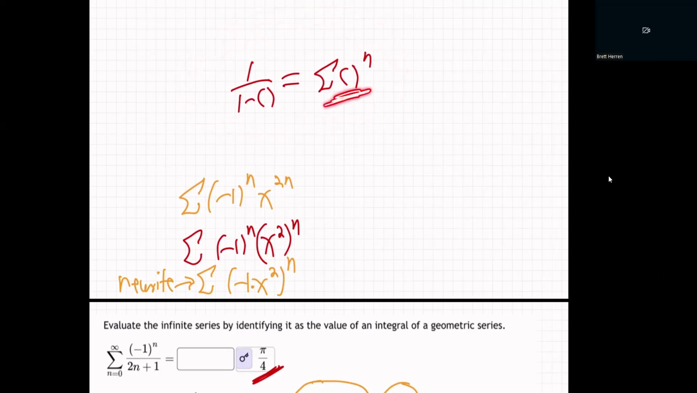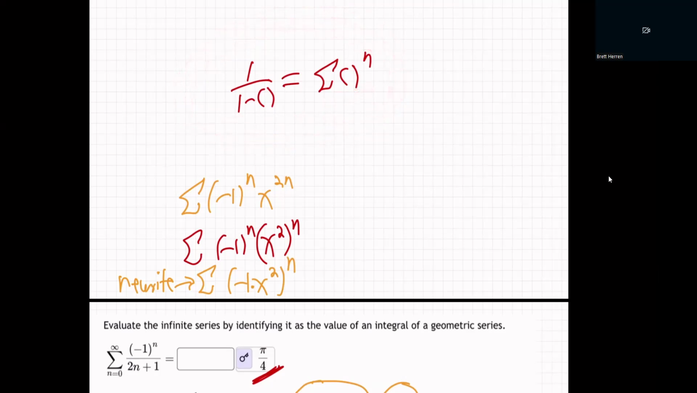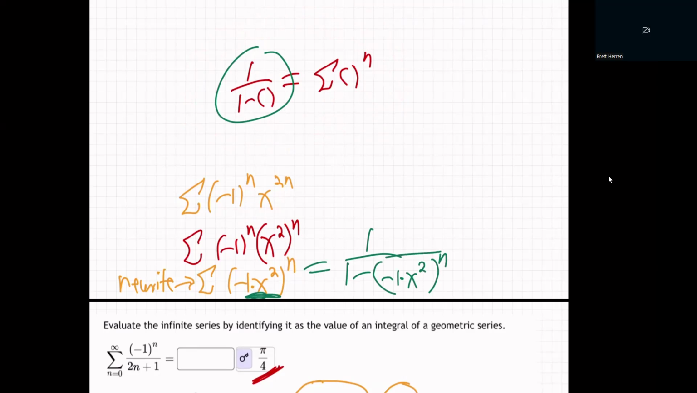Because the basic formula we have for the geometric series from the notes is that the sum of anything to the nth power is 1 over 1 minus that thing. So I had to rewrite this so it's stuff to the n power. As soon as you have that, then you can use this form. That's going to equal 1 over 1 minus that stuff, which is minus 1 times x squared to the n, right?